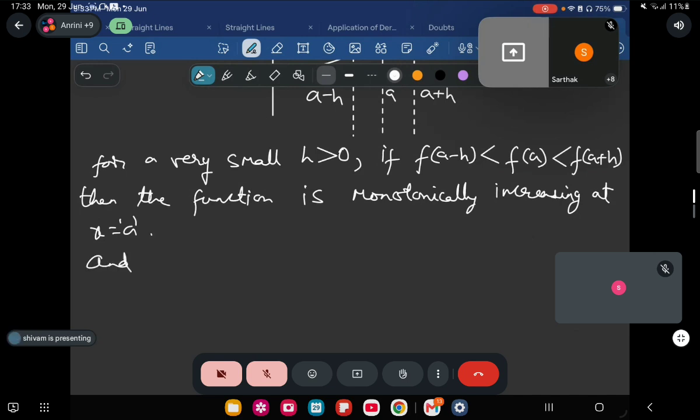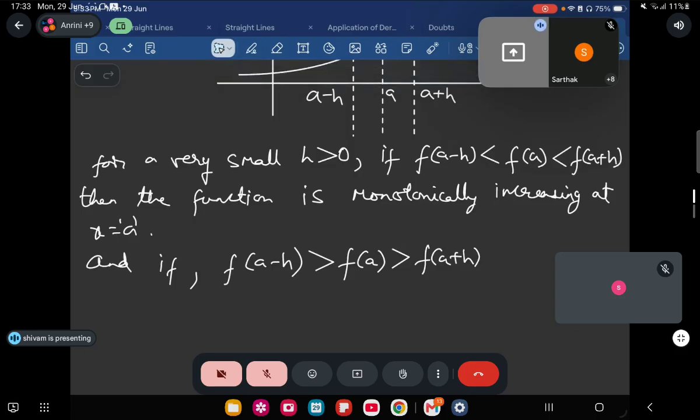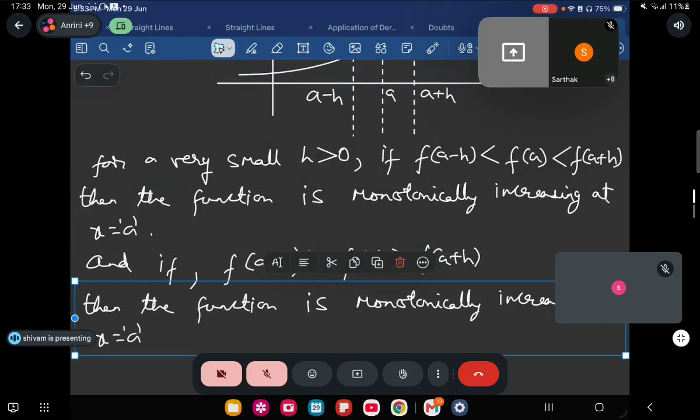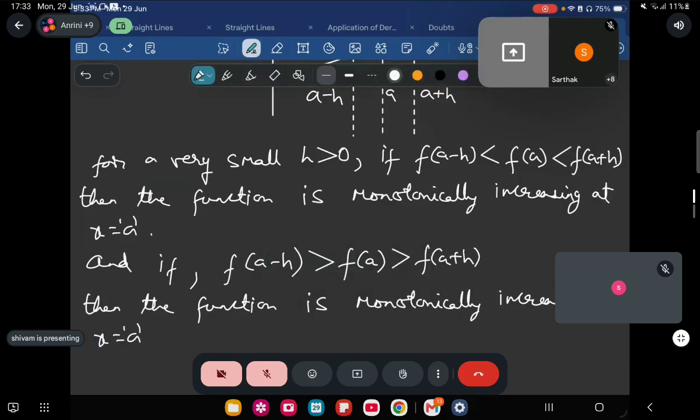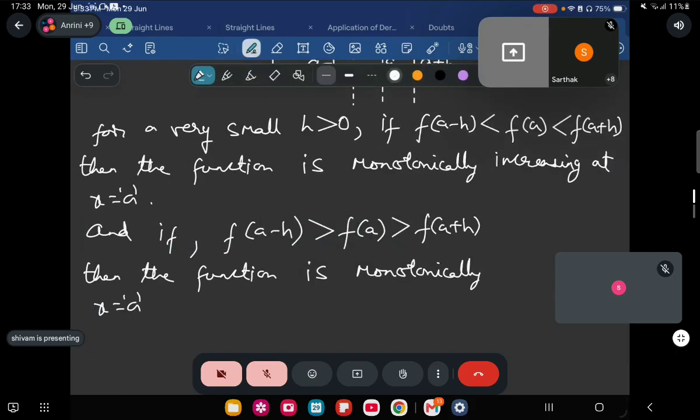And similarly, if f of A minus H is greater than f of A, and it is greater than f of A plus H, then we can say the function is monotonically decreasing at x equal to A. Tell me, are people getting? This is the correct definition of monotonically increasing function and decreasing function at x equal to A.